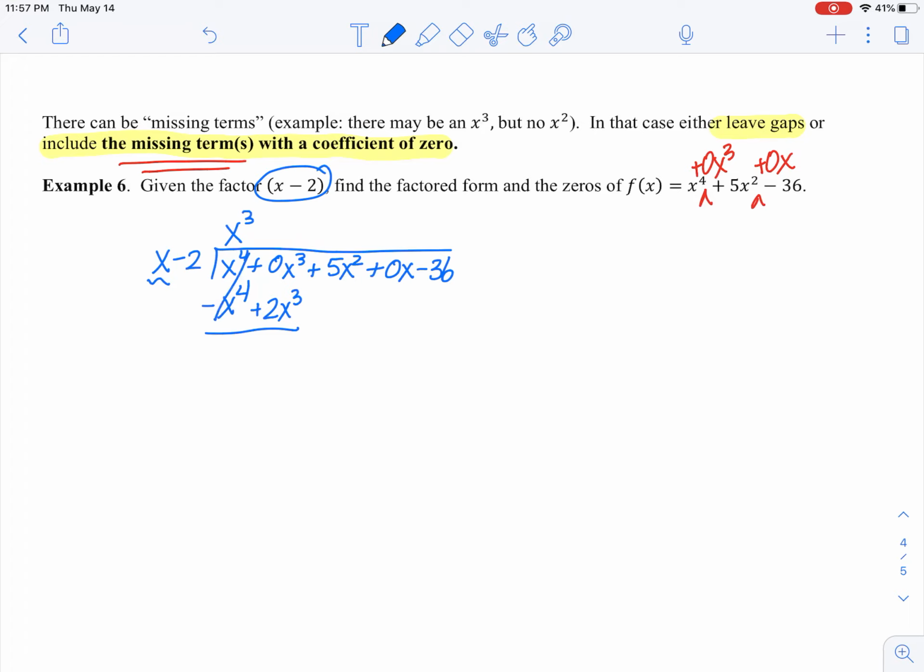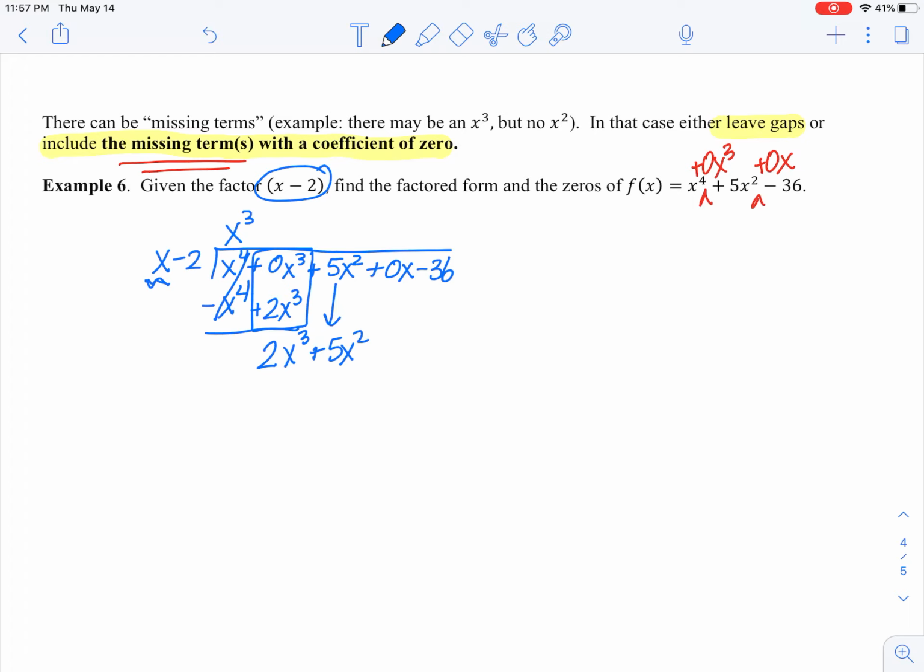So x to the fourth minus x to the fourth, gone. And 0x to the third plus 2x to the third. Notice by having that 0x to the third, these are like terms that are going to line up. Without the 0x to the third, you would not have like terms to line up with. And so that's why it just organizes it and simplifies the process a little bit. So we're going to now bring down our plus 5x squared and repeat.